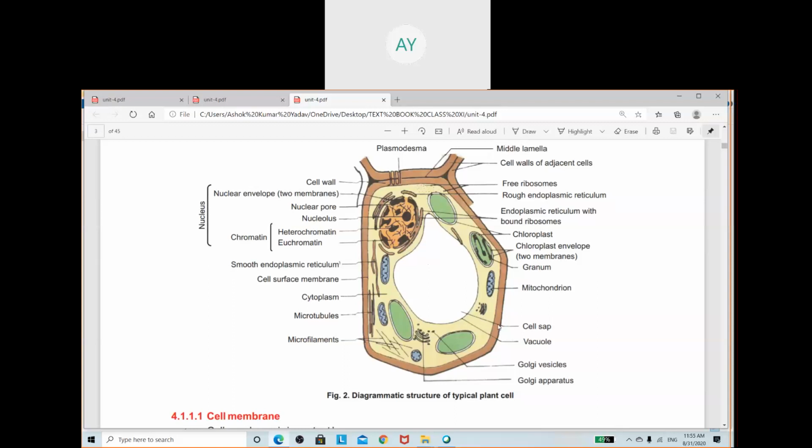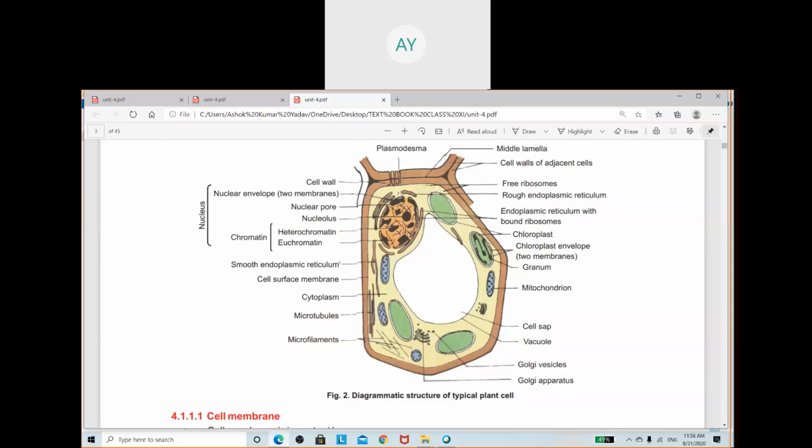cell sap. So you will find the different parts of the cell, the cell organelles, and two different cells are going to attach with a certain structure, meaning two plant cells or two animal cells are going to attach. That attachment is known as plasmodesmata, through which cells can communicate with each other.